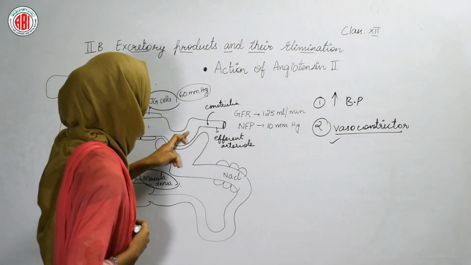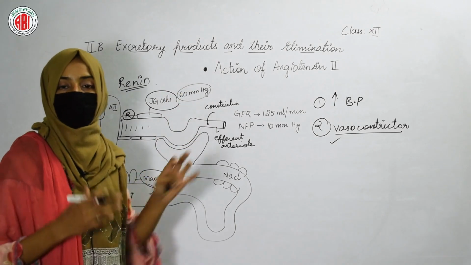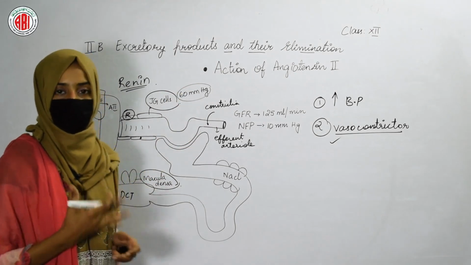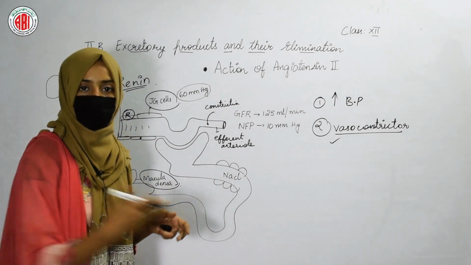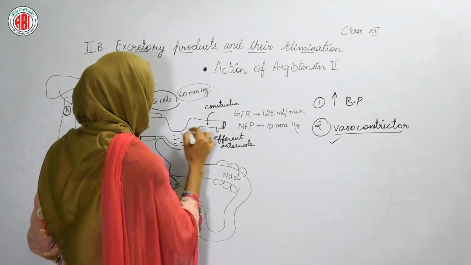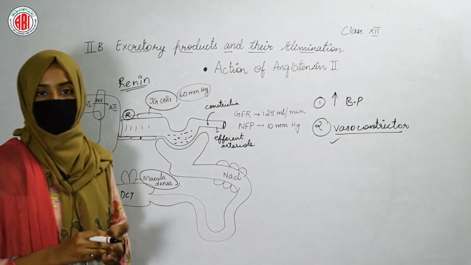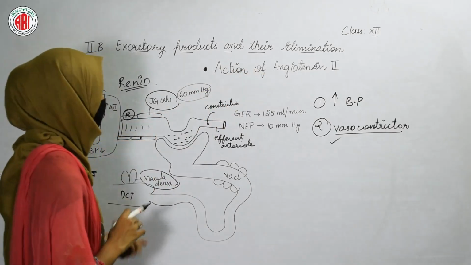Once the blood cannot flow out of the efferent arteriole due to its constriction, the blood pressure automatically increases. As the blood is not finding a way to flow, the blood pressure in the glomerulus starts increasing. In this way, the blood pressure becomes high by the action of angiotensin II. This is the second thing.